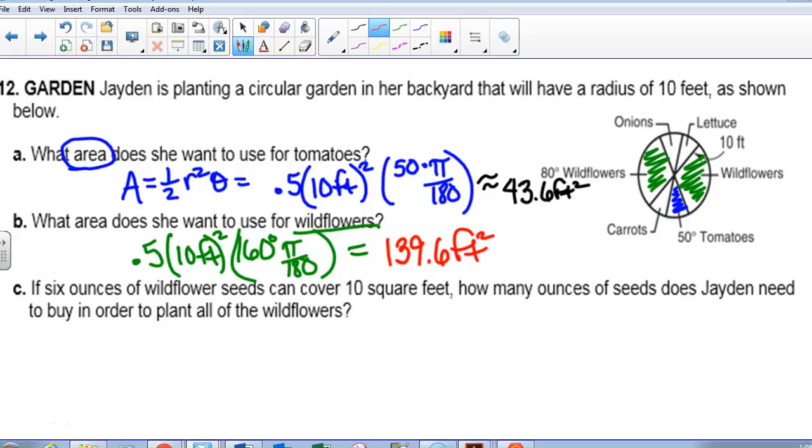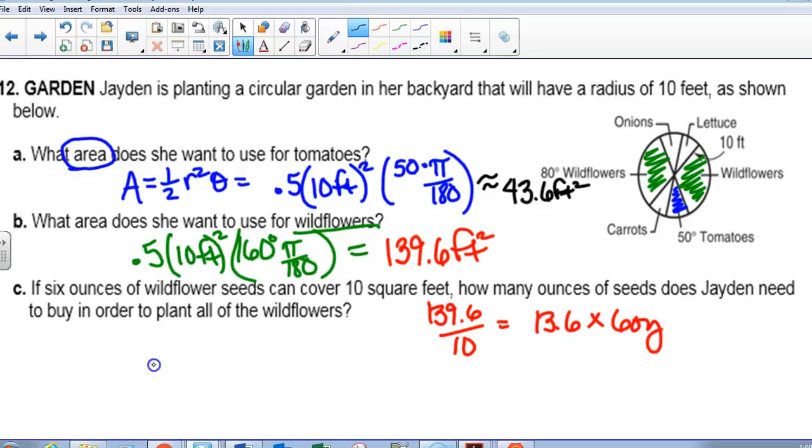Yes? No? Maybe? Okay, so if 6 ounces of wildflower seeds can cover 10 square feet of area, how many ounces of seeds does Jaden need to tell the little man at the hardware store or the seed store or the greenhouse? How many ounces of seed does she want to buy? Ideas? 82. How'd you get that? Okay, so that's how many of these 10 square feet, and each one of those requires 6 ounces.